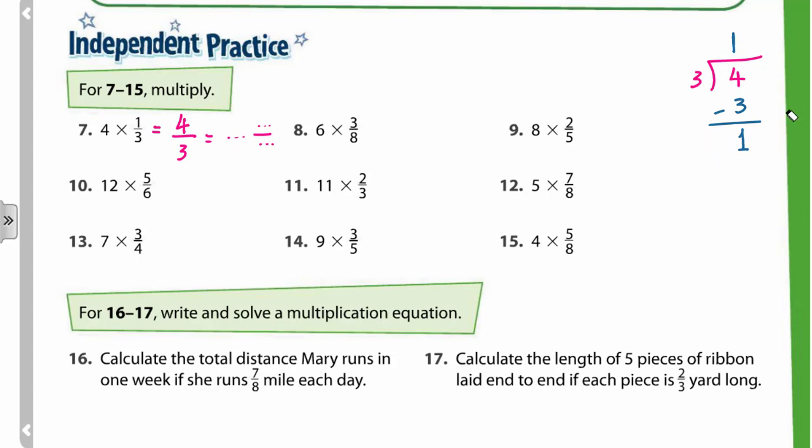Let's write it now here. Where's the whole number? 1. Okay, so this is the whole, and the remainder is the numerator. So the 1 is the whole and the fraction is 1/3. 1/3. Excellent. Thank you, my hero.